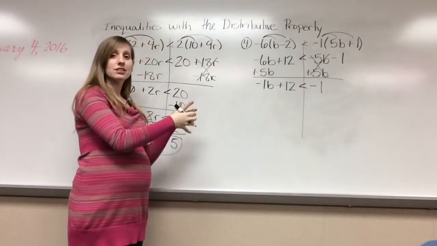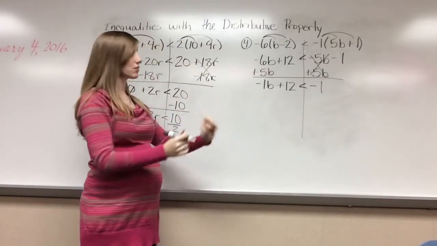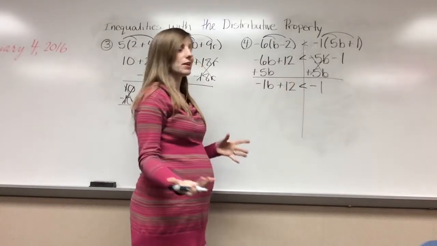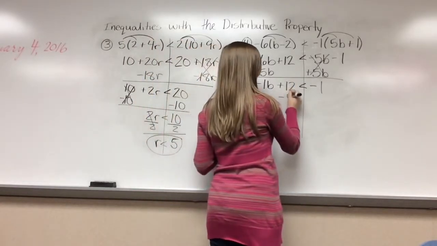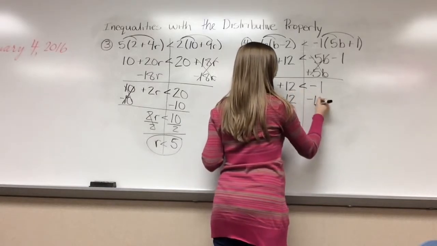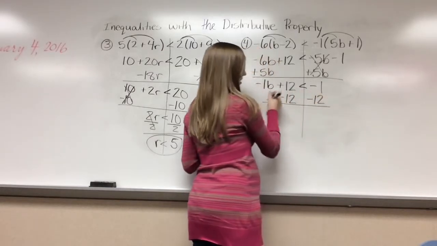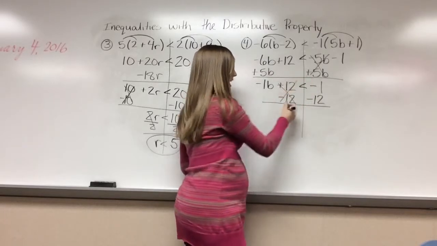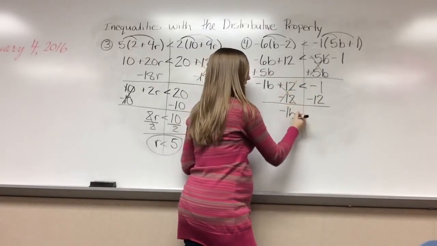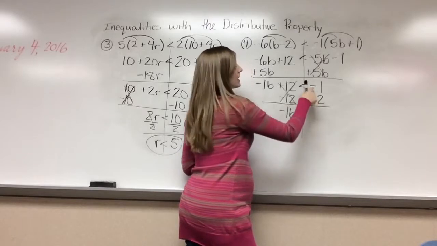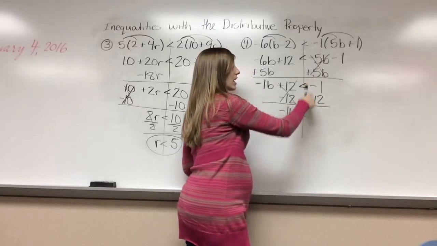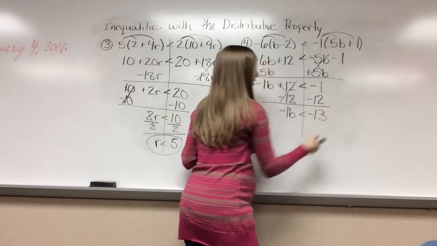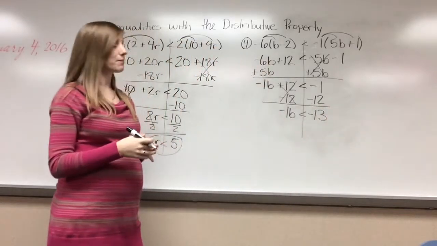Now that my letters are together, I want to get my numbers together. So I need to cancel out that plus 12. So I need to do the opposite, which would be subtract 12 on both sides. So 12 minus 12 is 0. Those cancel. I get negative 1b is less than negative 1 and negative 12. I'm actually going to add those. I'll get negative 13. We add them because the signs are the same.